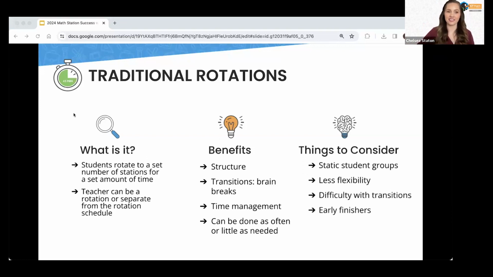And then some of the things to consider are your student groups can be a bit more static if you are one of the stations. It doesn't have as much flexibility. Transitions can be a huge downfall if classroom management isn't where it needs to be. And then you've got to plan for if students finish activities early.